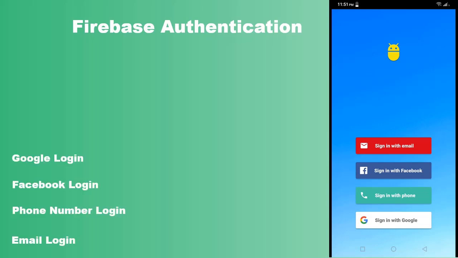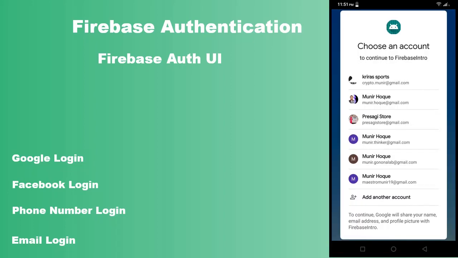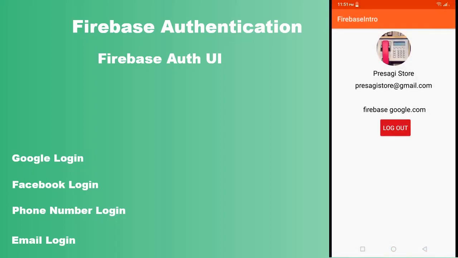We can see 4 login options here: sign in with email, sign in with Facebook, sign in with phone, and sign in with Google. So first of all, I will select Google, sign in with Google, and here we see some options. So I will select this Google account, and we logged in with the Google account, the name of the Google account, the email, and this time the provider is firebase google.com.